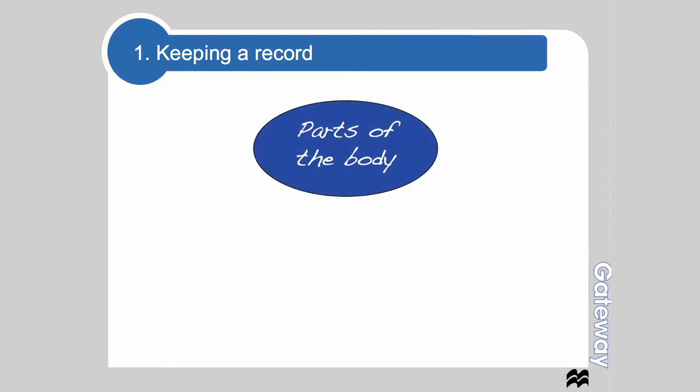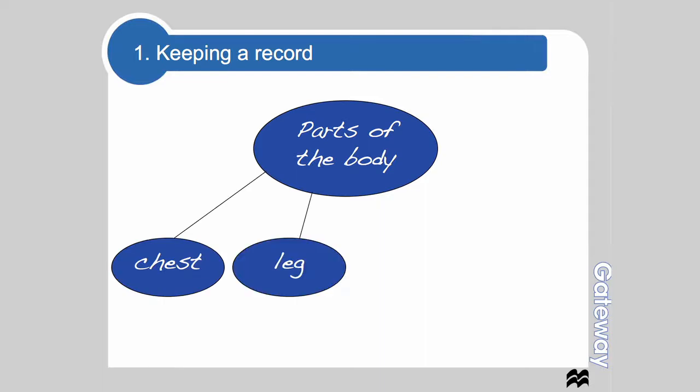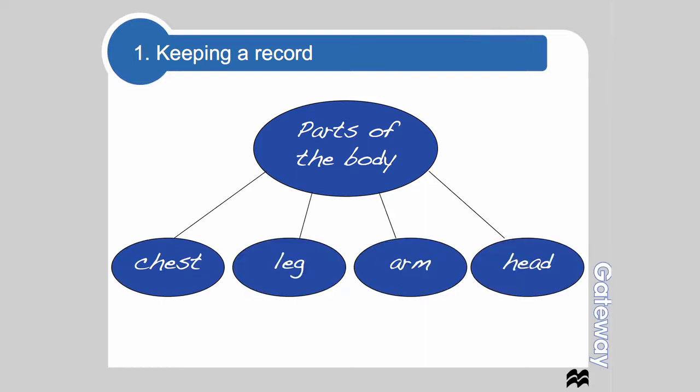So let's start by looking at keeping a record of the vocabulary you learn. It's a good idea to keep a record using lexical groups. Let's have a look at the slide to see how we can actually do this more efficiently. A lexical group, in this case, would be, for example, parts of the body. And I might want to link each part of the body to a central idea. So in this case, we're looking at the chest, leg, arm, and head.